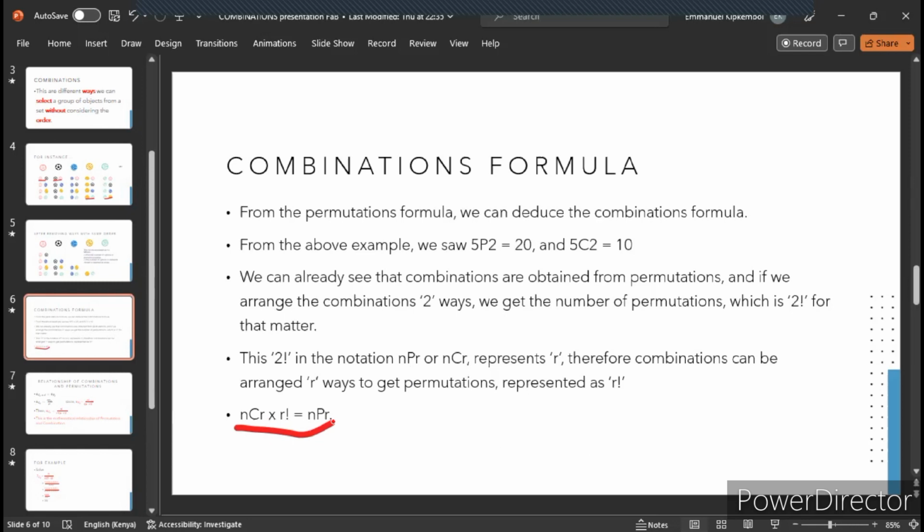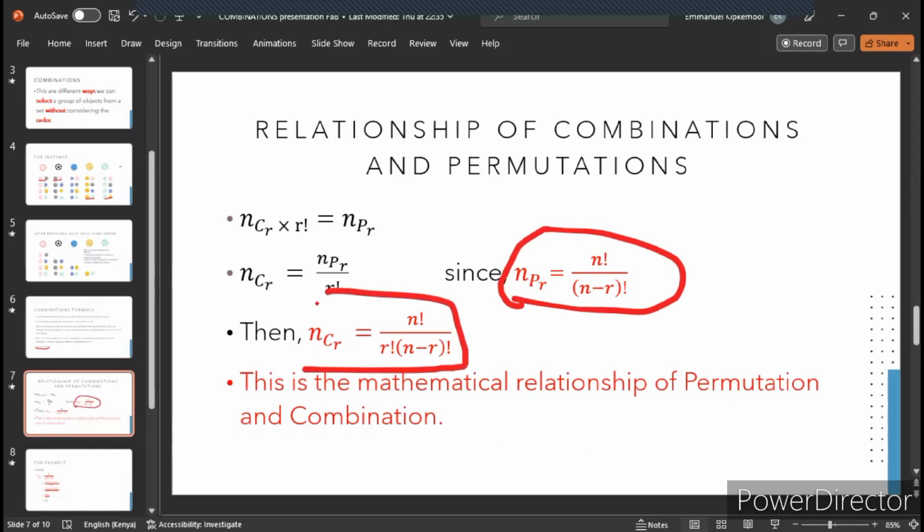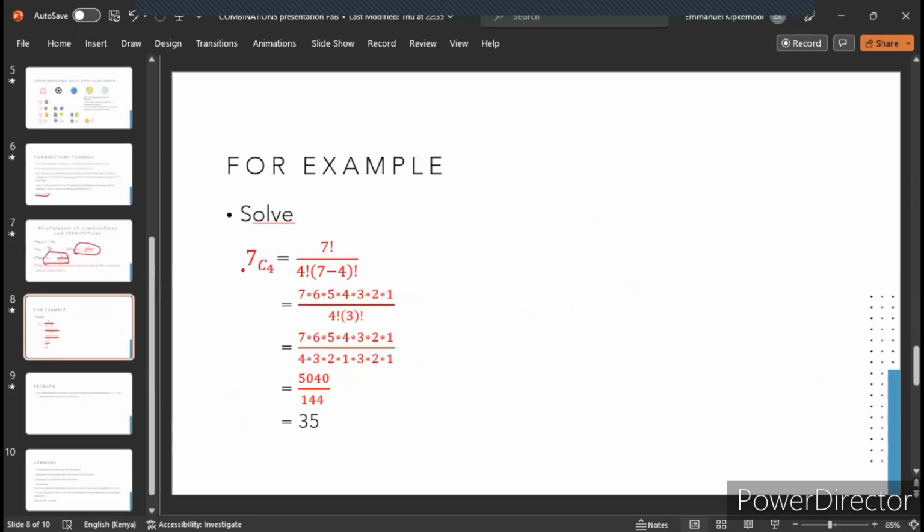And in our last class, we talked about the formula for n permutation r. So from this you can derive the formula for combinations, how to find the combination. So this is the mathematical relationship of combination and permutations. For example, if you have 7 combination 4, can you tell us what n and r are in this situation?